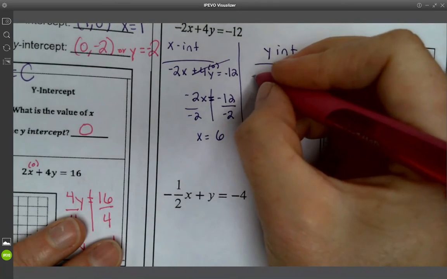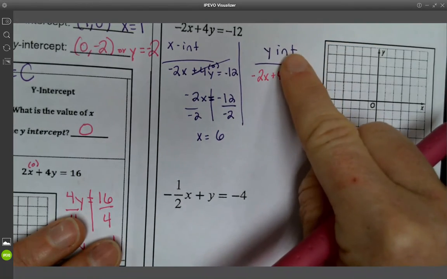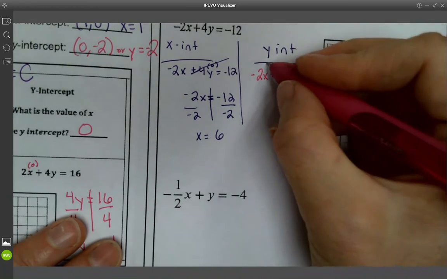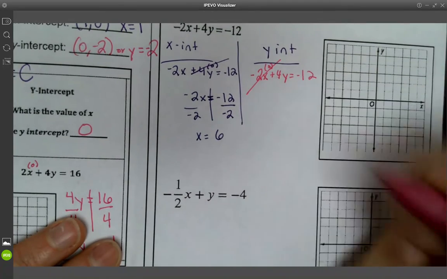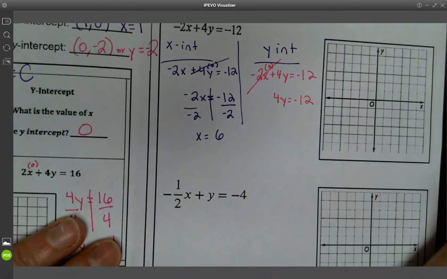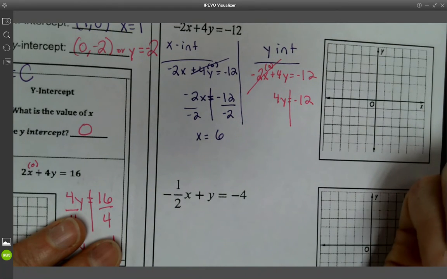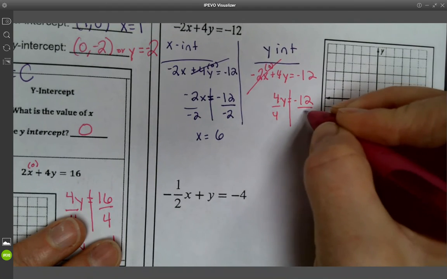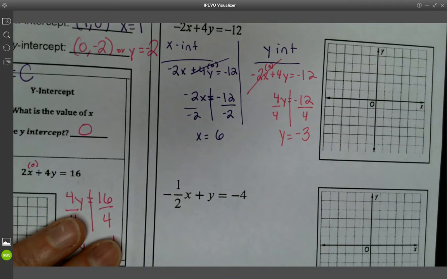Okay, the y-intercept, I have negative 2x plus 4y equals negative 12. So to find my y-intercept, I want to solve for y. X is 0, so I plug in a 0 there. Cancels out. That leaves me with 4y equals negative 12. It's a positive, so that's why I didn't carry down a negative or anything like that. It's positive. Then I divide by 4. Y equals negative 3.